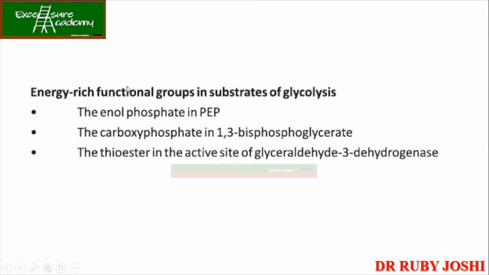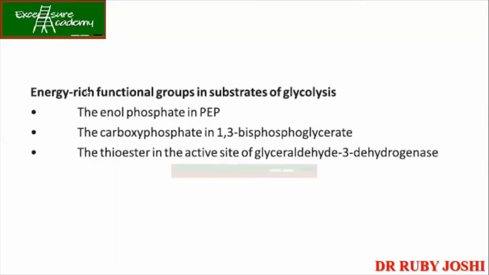Okay. So, energy-rich functional groups in the substrates of glycolysis. What does it mean? These are energy-rich functional groups which, on breaking down the bond, are going to give you a more amount of energy. In the case of glycolysis, what are those? The enol phosphate in phosphoenolpyruvate, the carboxyl phosphate in 1,3-bisphosphoglycerate, and the thioester bond present in the active site of glyceraldehyde 3-phosphate dehydrogenase. ठीक है? तो ये portion ऐसे हैं which is going to give you more amount of energy.